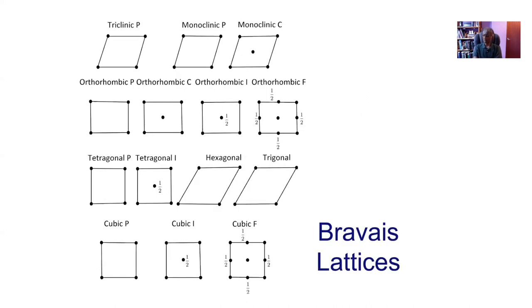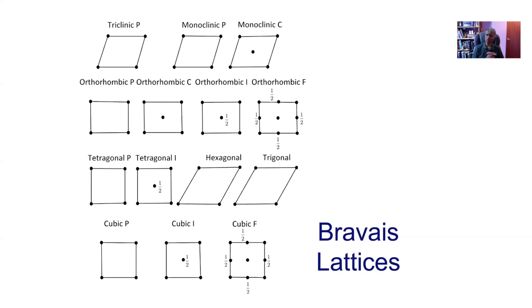Just as we drew projections of the cubic unit cells, it's much easier to visualize the different Bravais lattices as projections, and where the lattice points are not labeled, they are at height 0 and 1. So these are all projections on the basal plane, and those lattice points which are not at 0 and 1 are labeled as half. Okay, so that's basically an introduction to elementary crystallography.